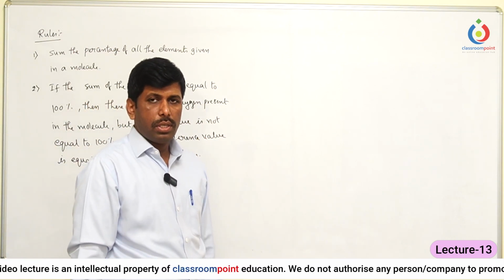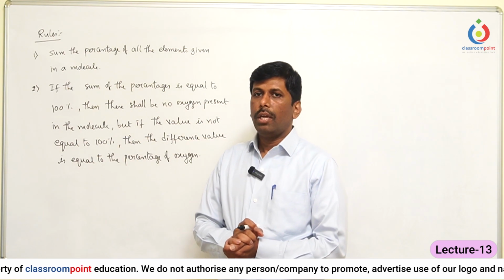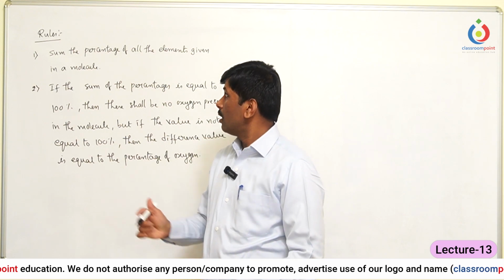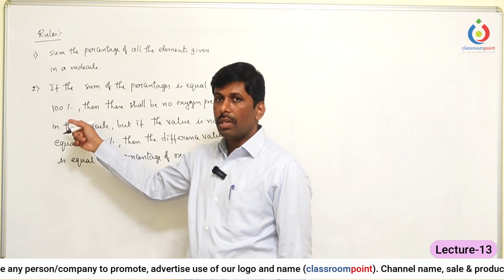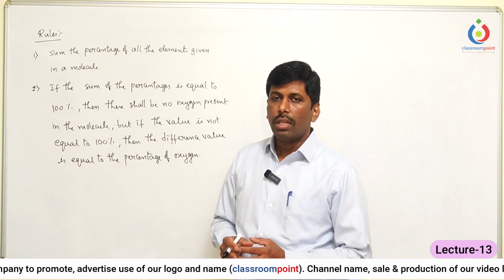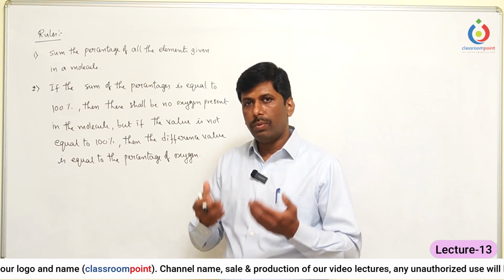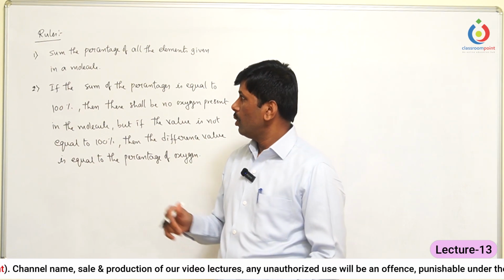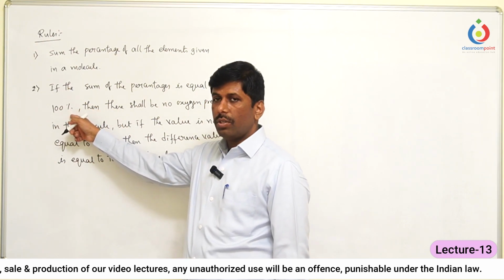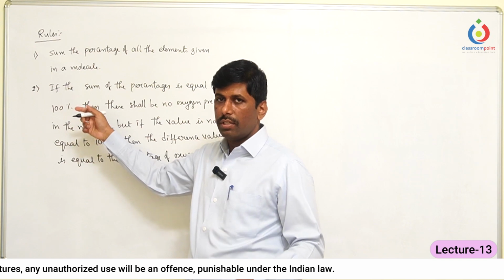So these two rules are very important. Before solving the questions regarding the empirical formula, we must ensure that the total percentages equal 100%. Because in some of the questions, the percentage of the oxygen is not mentioned. In such cases, we only have to find out the percentage of the oxygen by doing this. So ensure that the total percentage is equal to 100. If the total percentage is equal to 100, it means there is no oxygen.